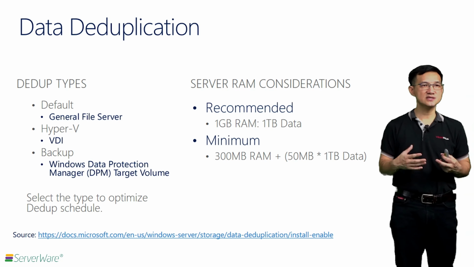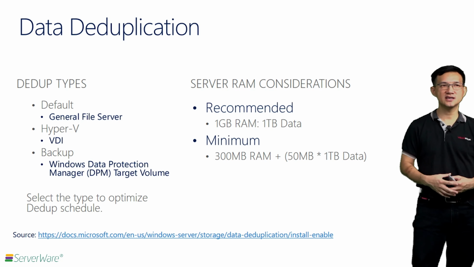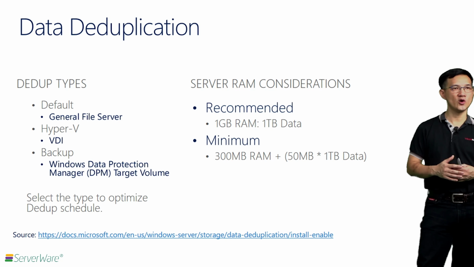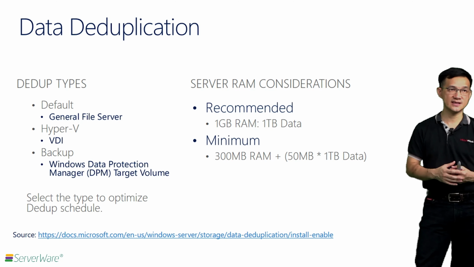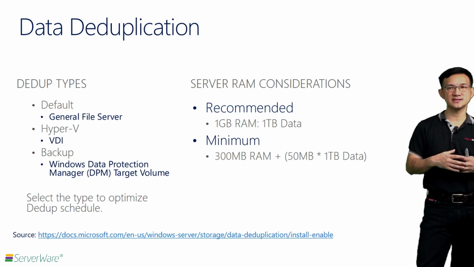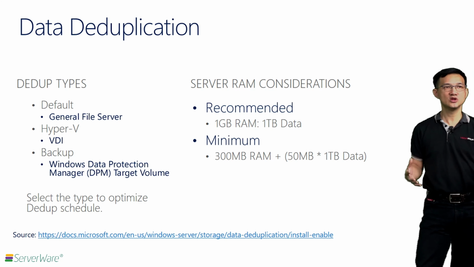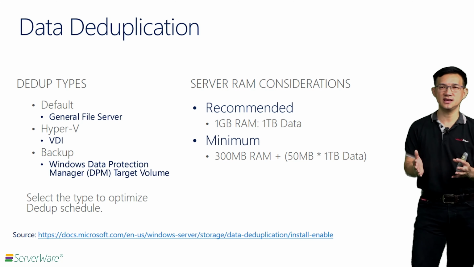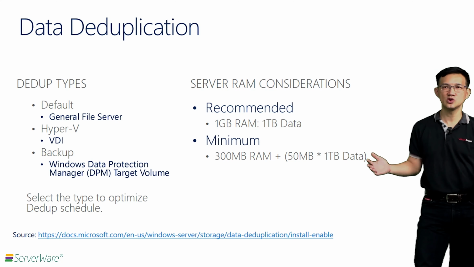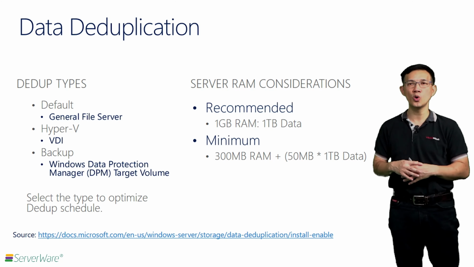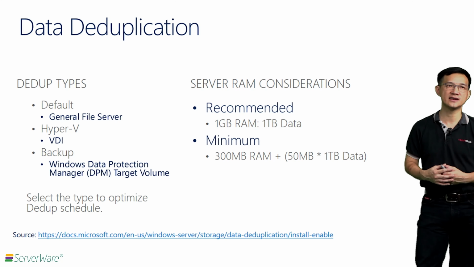The third option is backup. If this particular volume is meant for you to be a target storage system for your backup system, for example, Windows Data Protection Manager, you can actually set this up as backup. So with this, your schedule of running the deduplication will be in a longer interval, so it won't be so aggressive, and it will take less performance toll in the existing 2-node environment.